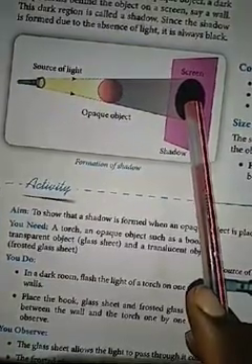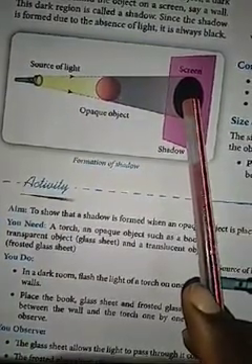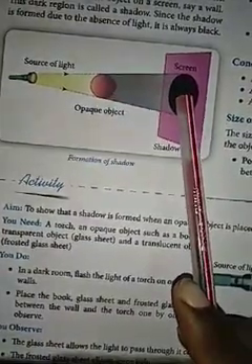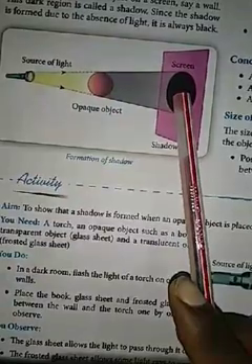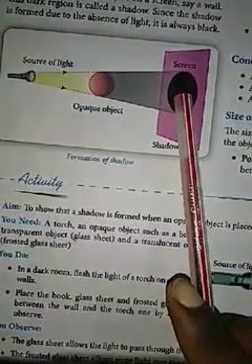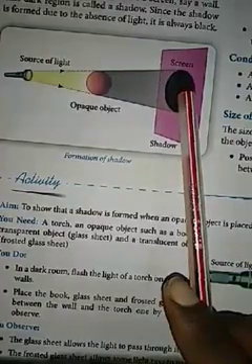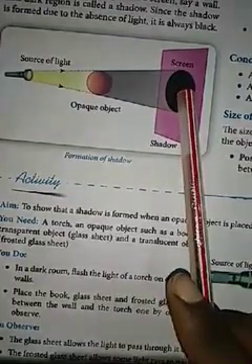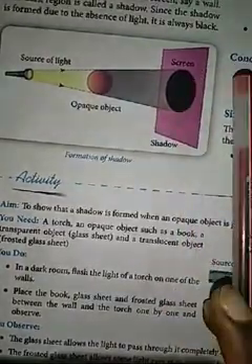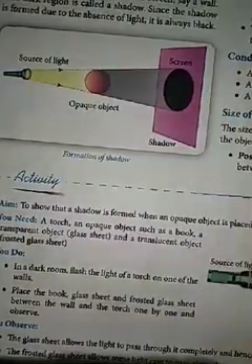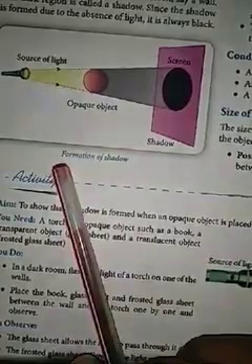Translucent objects form faint shadows, and transparent objects do not form shadows. Translucent object means the object through which light can pass partially, which means some part of the light rays can pass and some part cannot pass through the translucent object. Transparent objects are those objects through which light can pass easily, for example, glass.